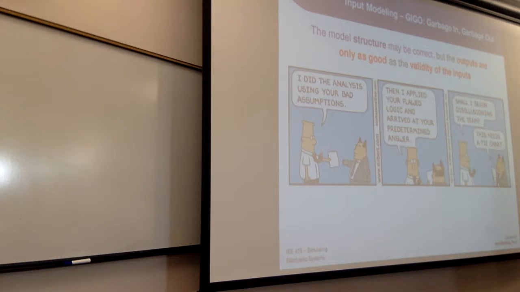All right, so the model structure, this is kind of the takeaway of this intro. The model structure may be correct, but the outputs are only as good as the inputs. There's this Dilbert cartoon, which shows this in a different context: "I did the analysis using your bad assumptions, those are bad inputs. Then I applied your flawed logic and arrived at your predetermined answer. Shall I begin disillusioning the team?" "This needs a pie chart."